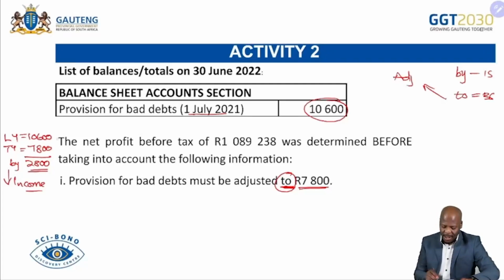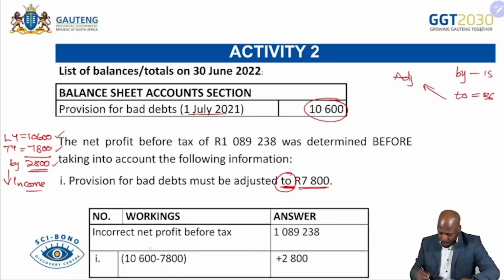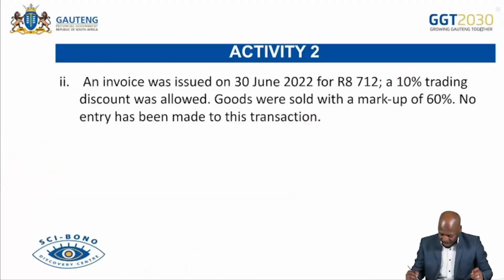We compare last year versus this year. We see there's a decrease of 2,800. It has decreased by 2,800. Okay, so let's see how this would appear then. So remember, my 10.6 minus my 7.8, 2,800. Decrease, income. Income, we're going to go and add it to the incorrect net profit. Okay, are we still cool? Thank you, thank you. Let's go on to the next aspect.